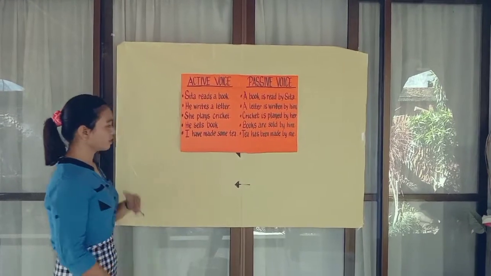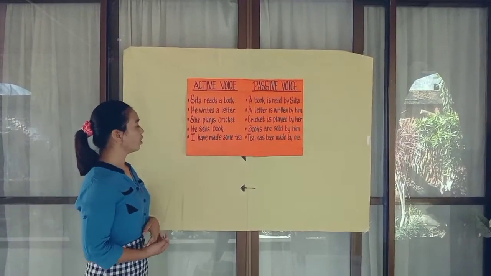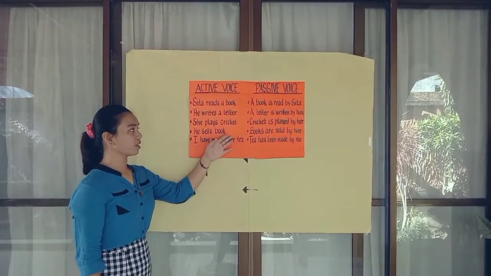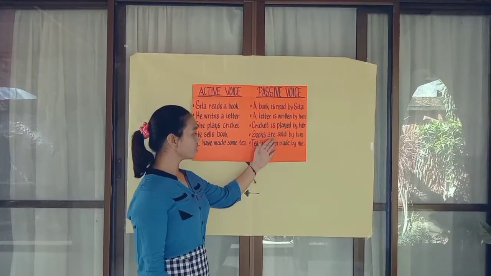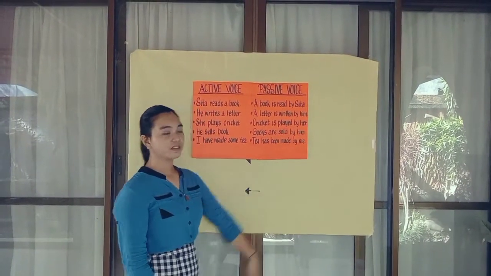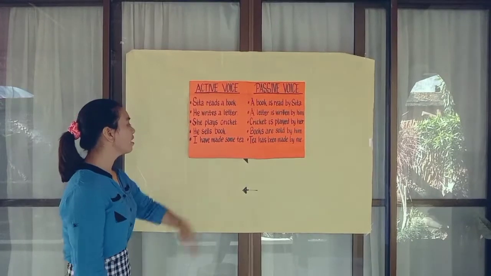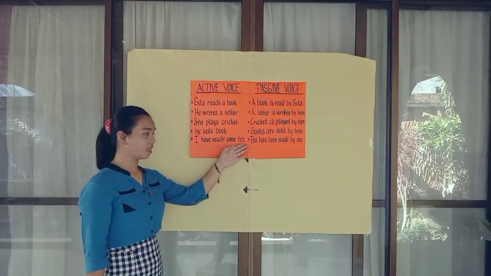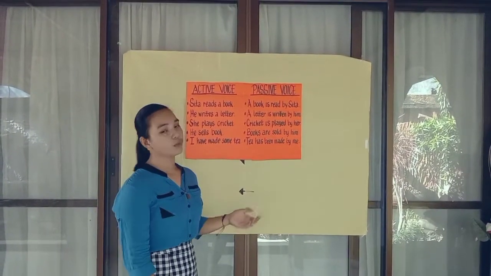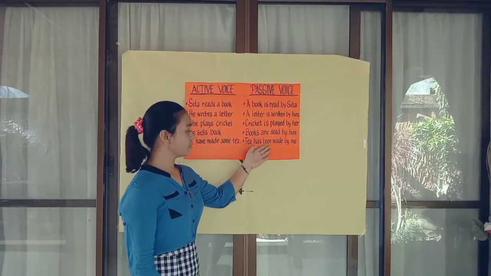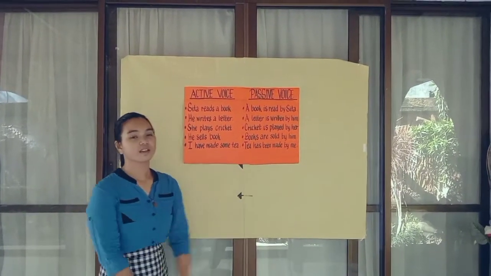Okay, in the fourth example, in active voice, he sells books. In passive voice, books are sold by him. And the last example, I have made some tea. In passive voice, we would say, tea has been made by me.